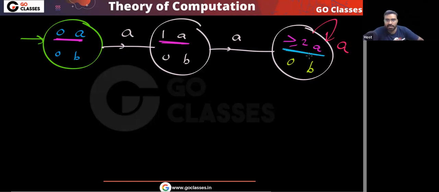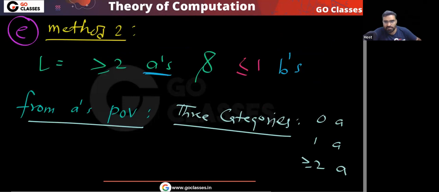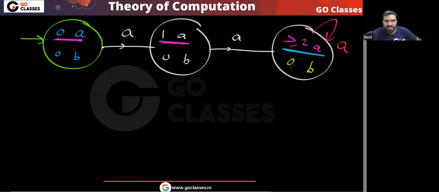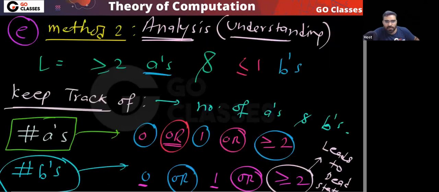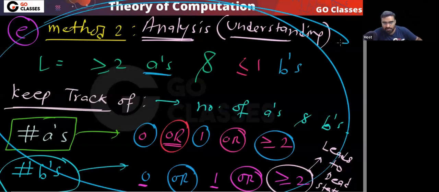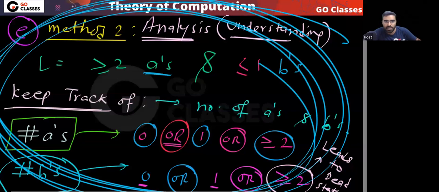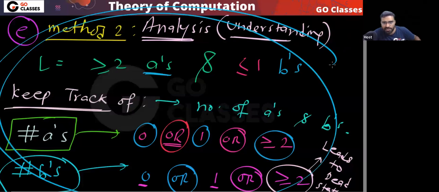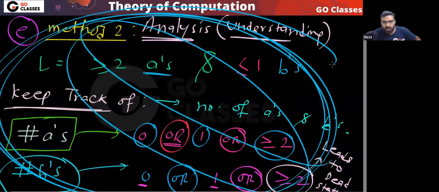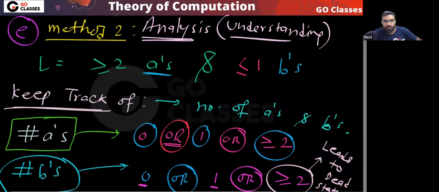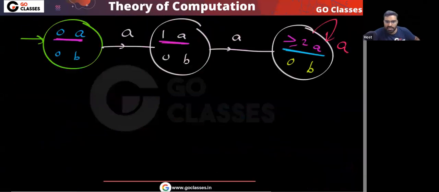This is the category, greater than or equal to 2. Can you notice this category division? This is beneficial, right? Very easily you can create the DFA. Did you understand this category division? If you understood this, then DFA creation is very simple. Please tell me, did you understand this analysis? If you understood this, then you can easily create the DFA.